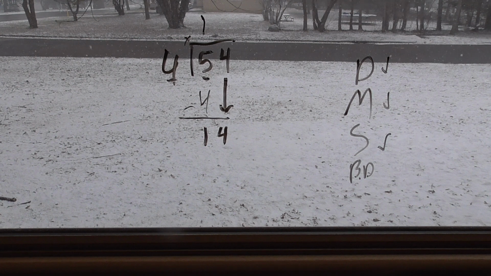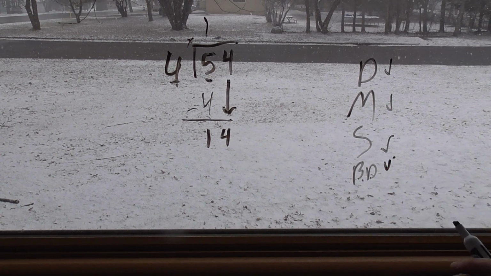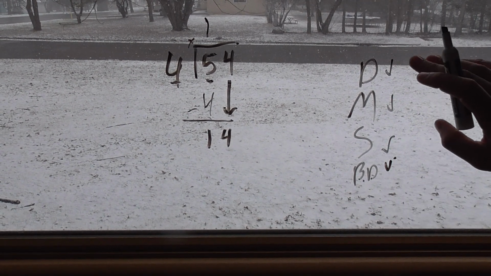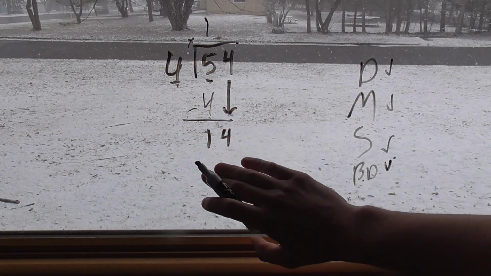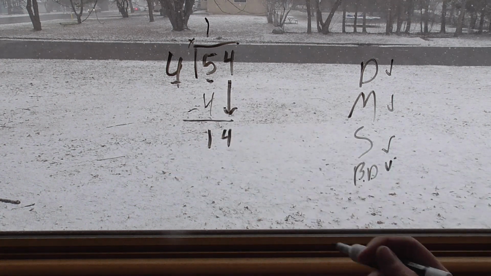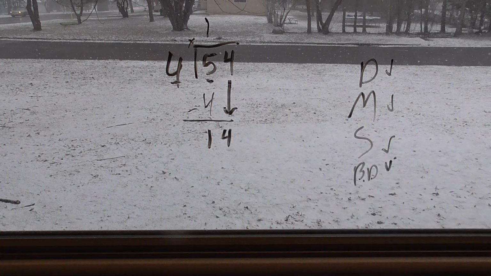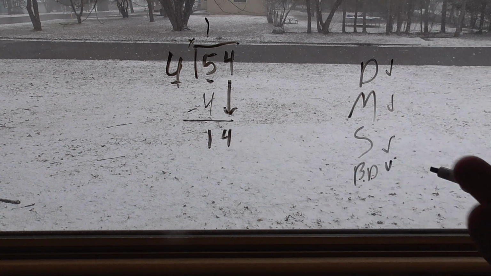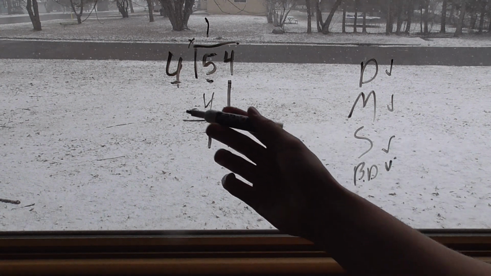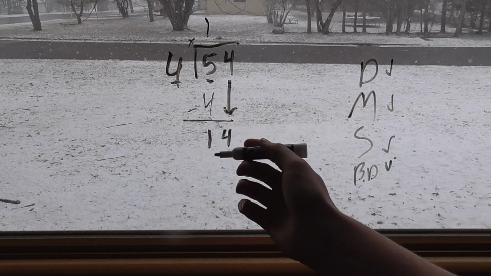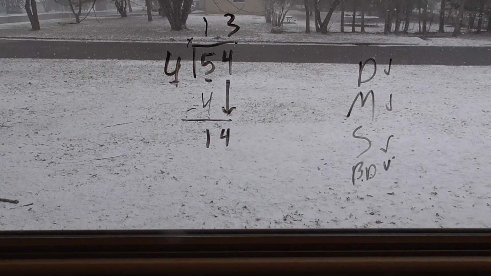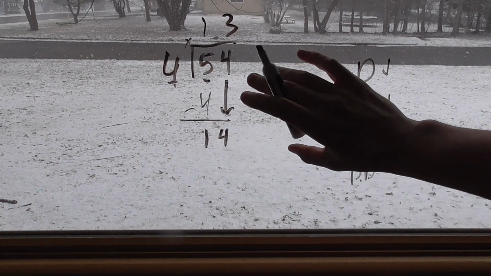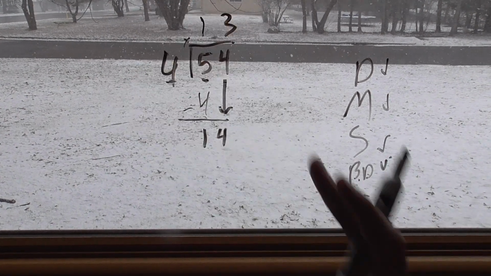Well, now what? Well, we start back over on the checklist. And now we're going to divide 4 into 14. How many 4's can I pull out of this 14? Well, 4, 8, 12, 16. Oh, 16 is too big. So we can pull out of 14, 3 4's. I'm going to put the 3 up here. And you're going to want to note that it's very important to keep all your digits aligned.